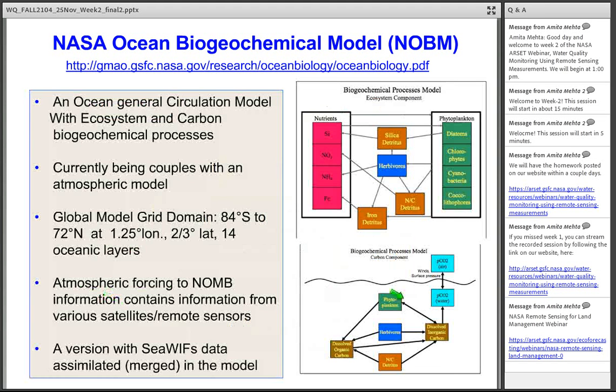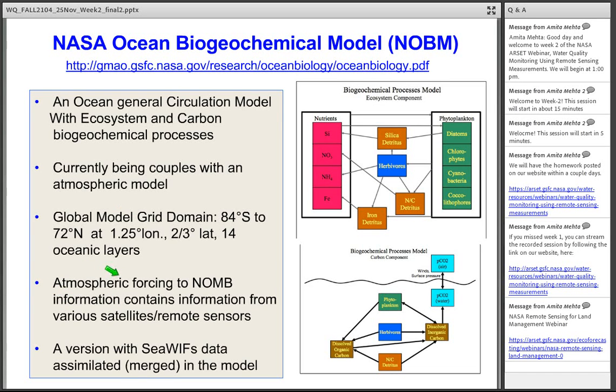Some of the processes included here are how nutrients and planktons interactions occur. So this is a complex model, and again, it is just using these processes within an ocean circulation model. It has an explicit carbon component as well. The resolution of this model is 1.25 degree longitude to about 2/3 degree latitude, and there are multiple levels, but for water quality, it's the top surface that is more important.